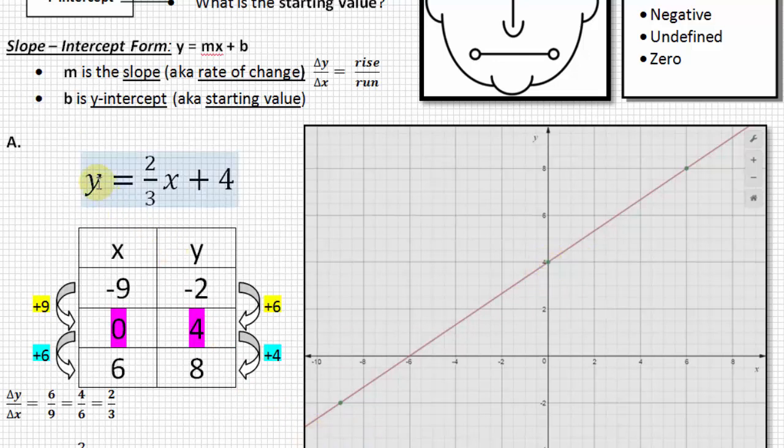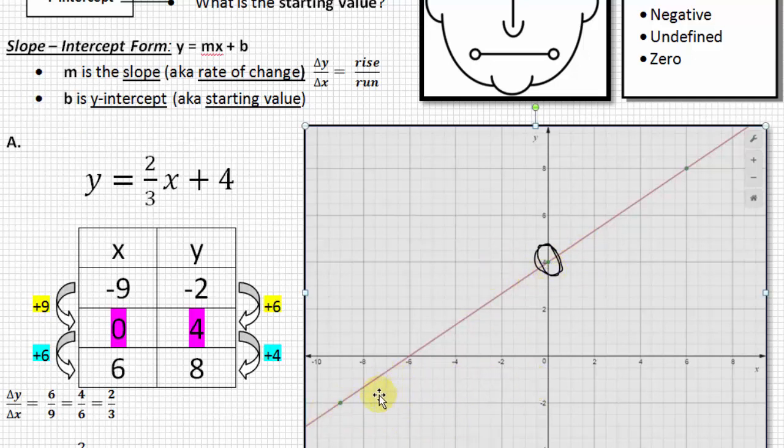So now we've seen it in our equation and our table, and we want to make sure we can see it in our graphs. I think the easiest place to start is the y-intercept. And we see that right there, it crosses at 4. Let's see if we can bring a little more attention to that. Right here, that's our y-intercept, because it's crossing at 4.